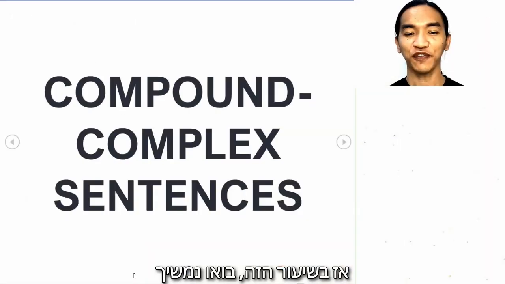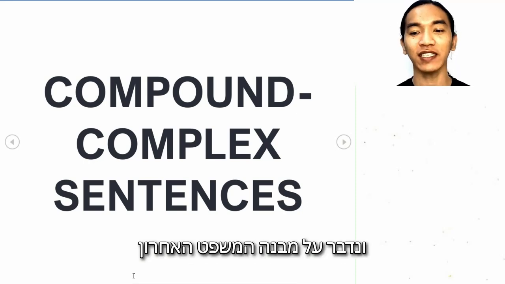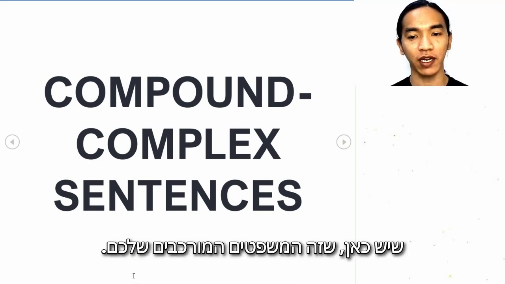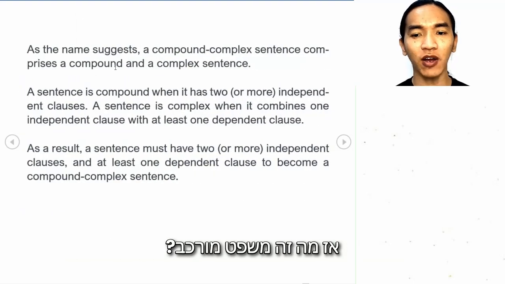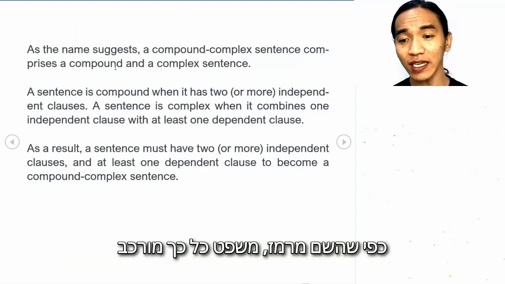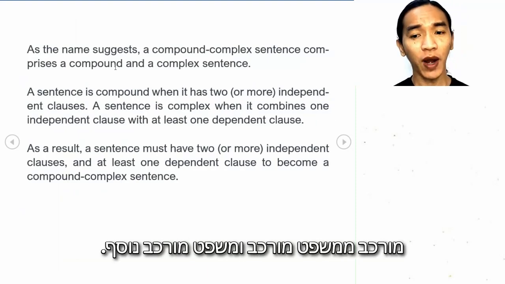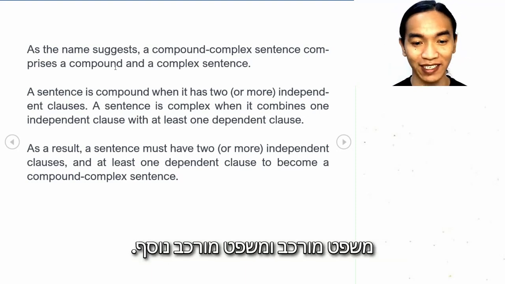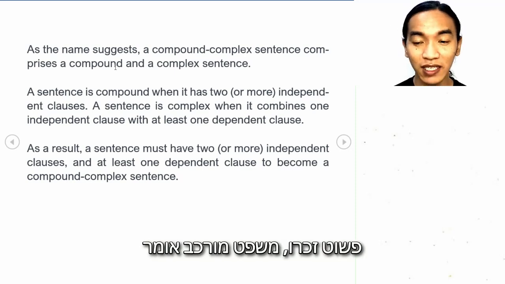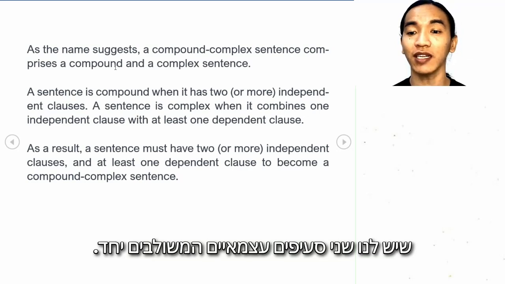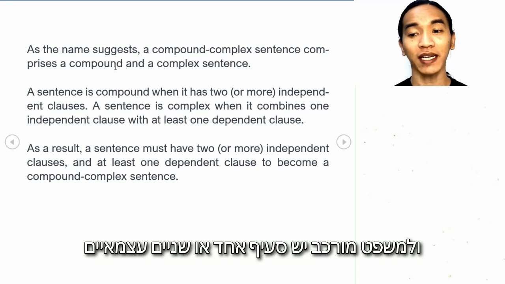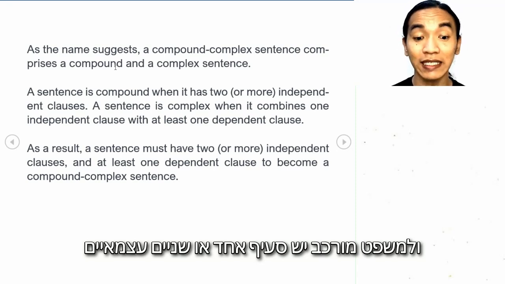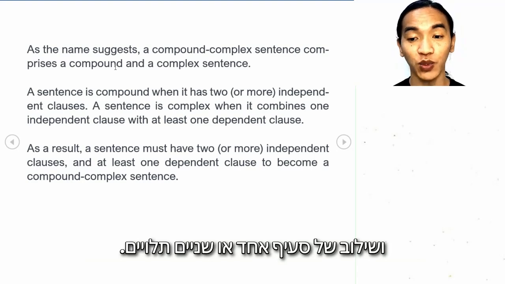Let's go. So for this lesson, let's talk about the last sentence structure that we have here, which is your compound complex sentences. All right. So what is a compound complex sentence? As the name suggests, a compound complex sentence comprises a compound and a complex sentence. So it just means it's a combination of the two, a compound sentence and a complex sentence. Remember, a compound sentence means that you have two independent clauses combined together, and a complex sentence has one or two independent clauses and a combination of one or two dependent clauses.